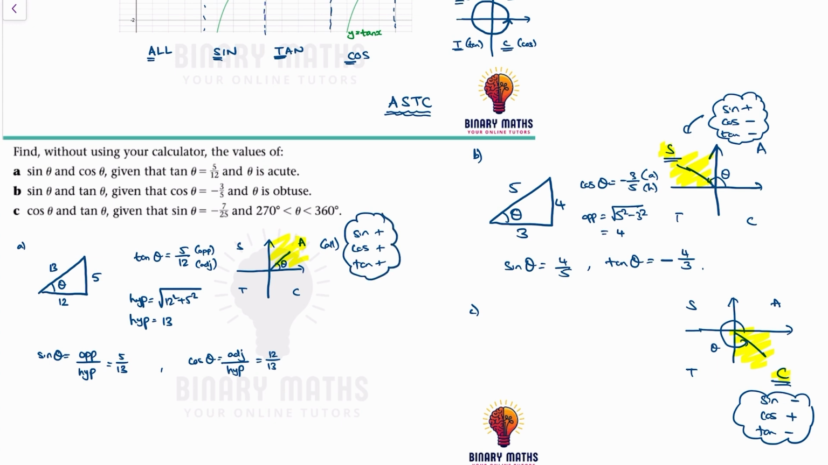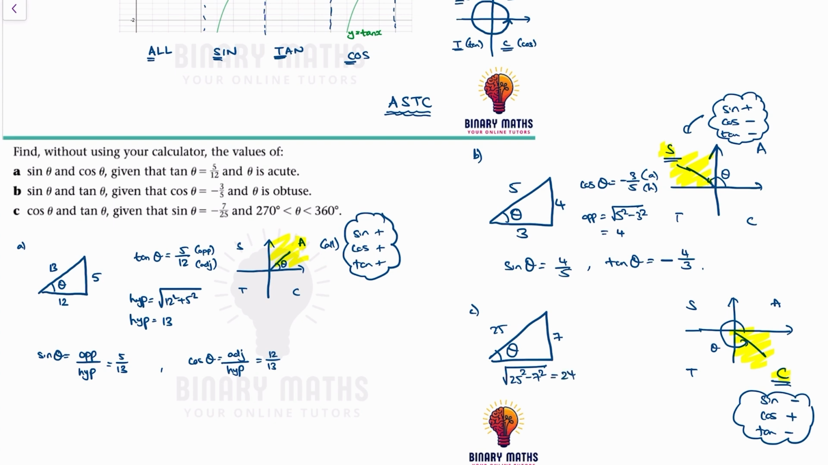Okay, so remember I've got to draw a right angle triangle to help me find it. Sine theta is negative, which makes sense with my diagram. So opposite is 7, hypotenuse is 25. So if I want to find this, it'll be 25 squared, take away 7 squared, square rooted, which gives me a value of 24.